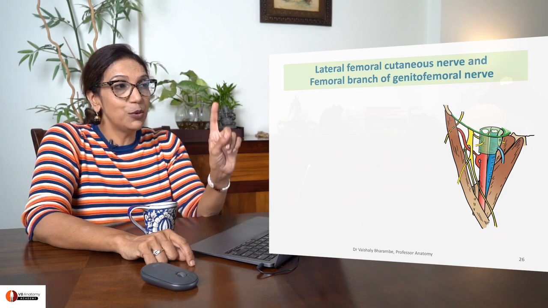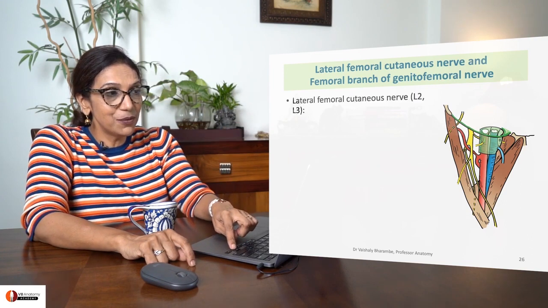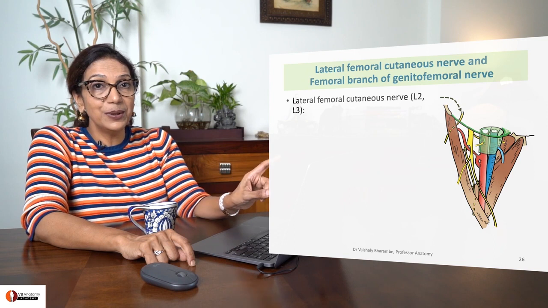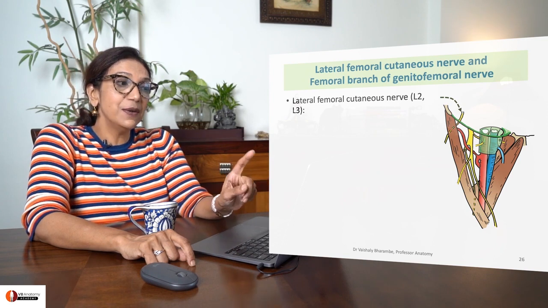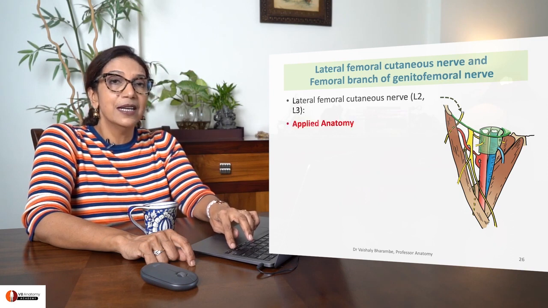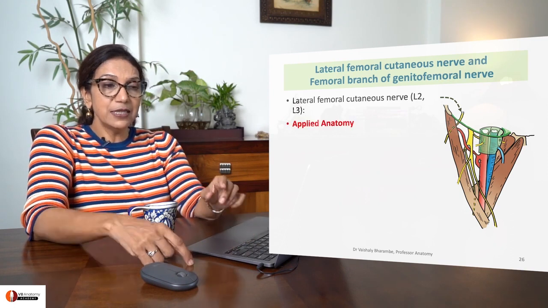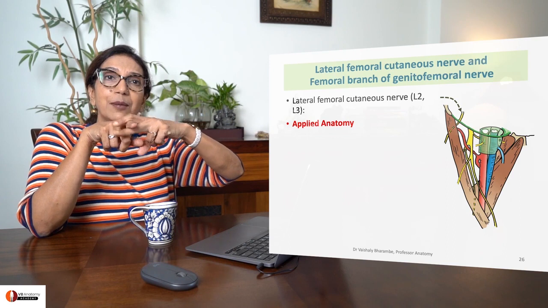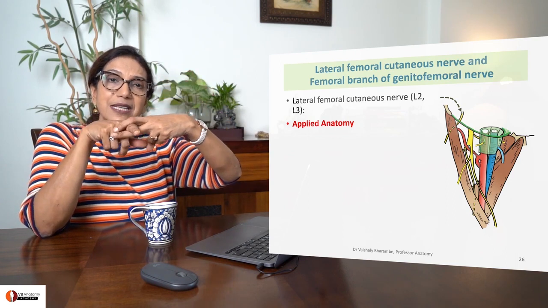Now observe carefully. Can you see the arrow there? That is the lateral femoral cutaneous nerve, which is also coming from the lumbar plexus. The importance is that it is passing through your inguinal ligament. If that's the inguinal ligament, it's passing through it.